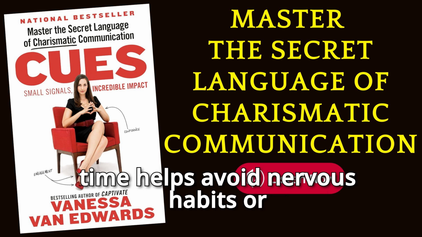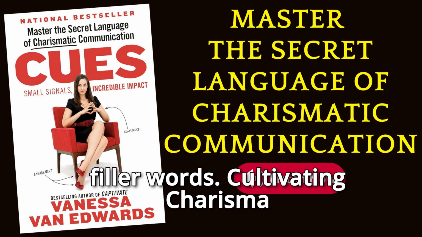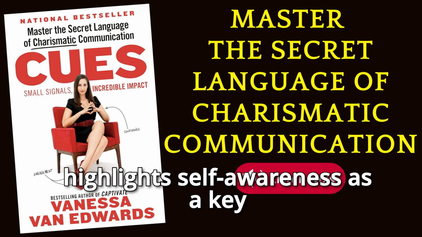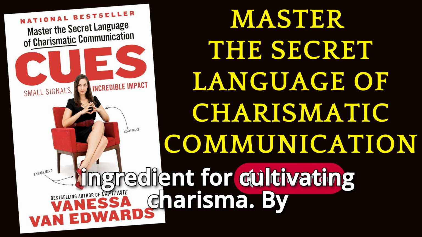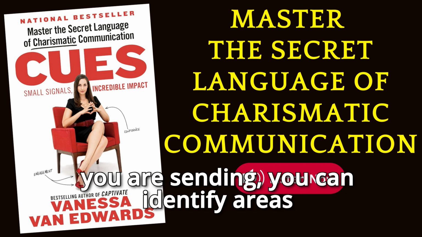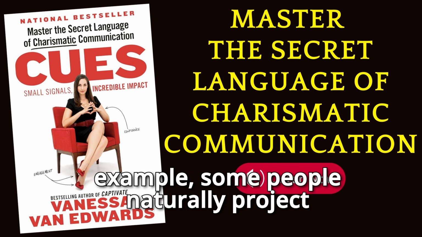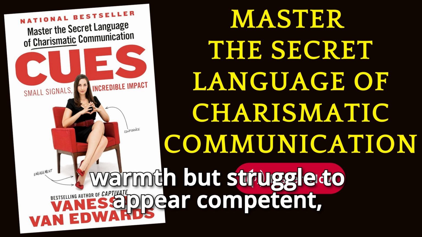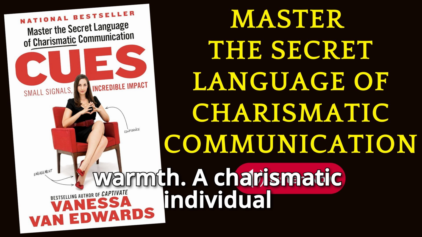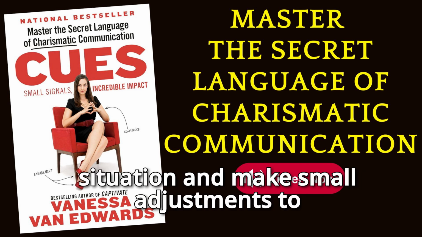Preparing ahead of time helps avoid nervous habits or incongruent cues, such as fidgeting or filler words. Cultivating charisma through self-awareness. Van Edwards highlights self-awareness as a key ingredient for cultivating charisma. By becoming more conscious of the signals you are sending, you can identify areas where you may need to adjust. For example, some people naturally project warmth but struggle to appear competent, while others may seem competent but lack warmth.